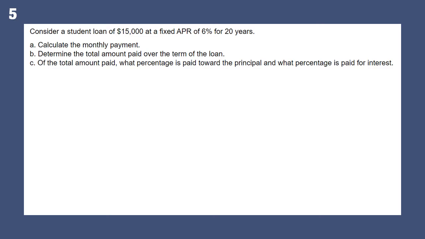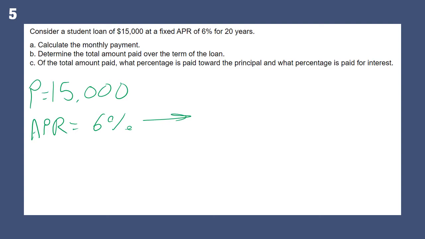Calculate student loan of $15,000 at a fixed APR of 6% for 20 years. Okay, so we start with $15,000. That is our principal. We have an APR of 6%. Now, if we were to convert that to a decimal, I want you to understand whether it's growing or shrinking. So we have an APR of 6%, and we need to think about that in decimal terms. And the last thing we need is time. The time is 20 years.